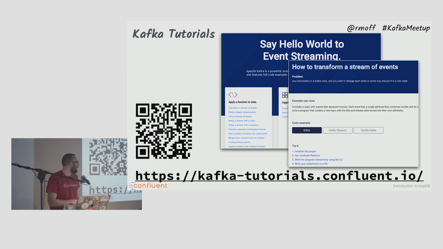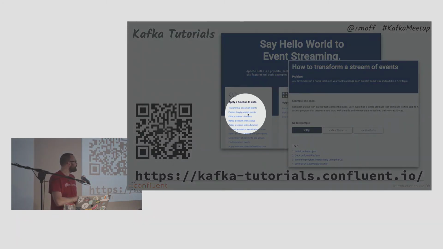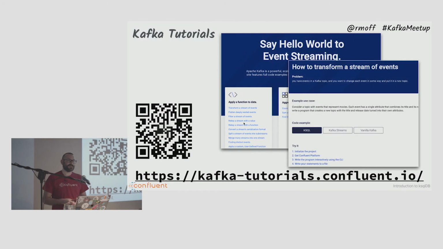One is it lays out a lot of the common patterns that you want to do in stream processing, and it says, well, this is how you would do it. But the second reason it's useful is it says, this is how you would do it in ksqlDB, this is how you do it in Kafka Streams, this is how you do it using the raw Kafka API.